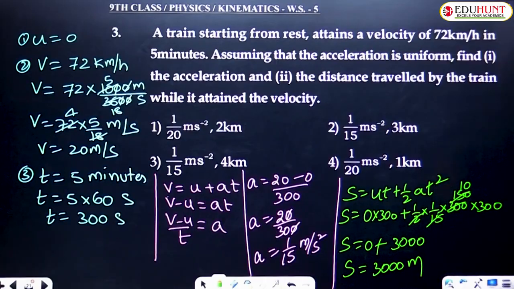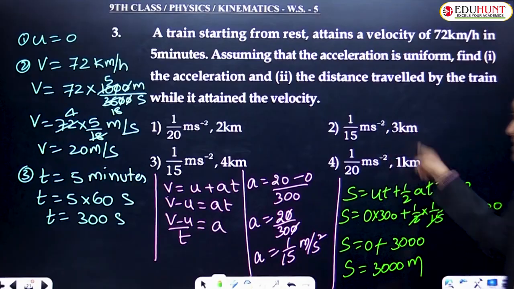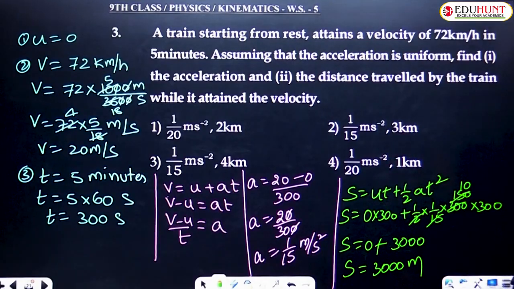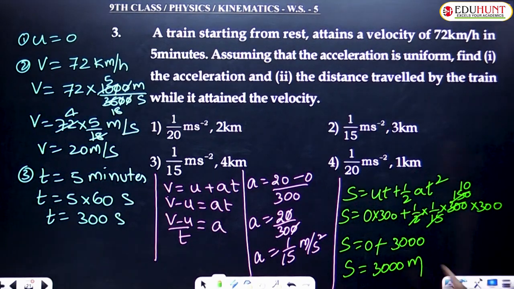How much is the distance you got? 3000 meters. But here options are given in kilometers. Children, 1 kilometer equals 1000 meters. So 3000 meters must equal 3 kilometers. So this is also equal to 3 kilometers.